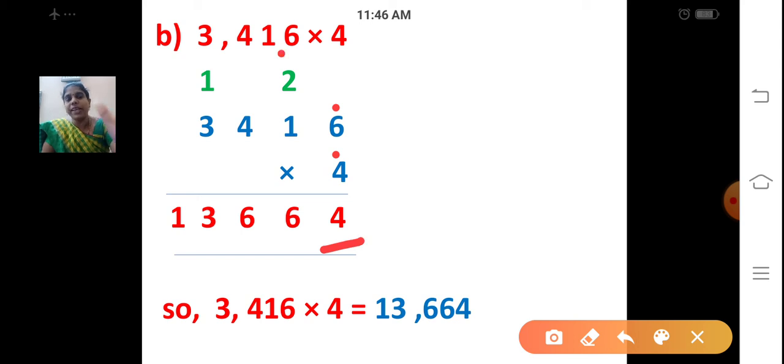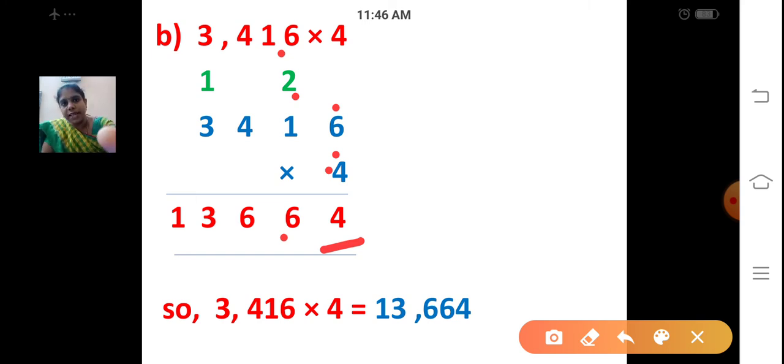4, 2 will be carried over. It's a 2-digit number, so write 4 in the ones place and 2 is carried over to the tens place. Then what do you have to do? Multiply the tens place by 4. 1 into 4, 1 four is 4. Then don't forget to add the carry over. 4 plus 2, 4, 5, 6. So write down 6 in the tens place.